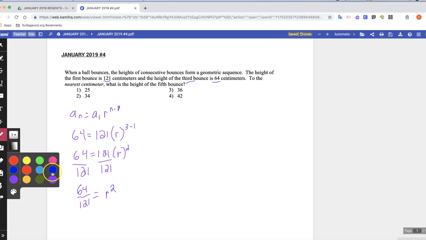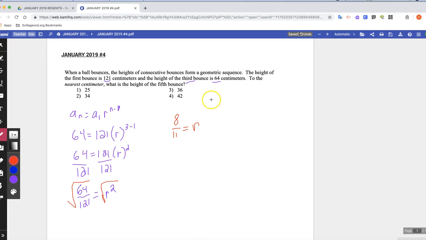And as we've done during the year, if you want to solve for r, since it's being squared, we'll want to square root both sides. And when we take the square root of both sides, we're going to get 8 over 11 is equal to r. And now that we know what the r value is, we would only consider the positive value here because we're talking about heights of a ball bouncing.